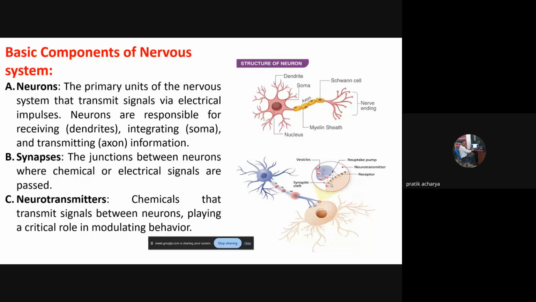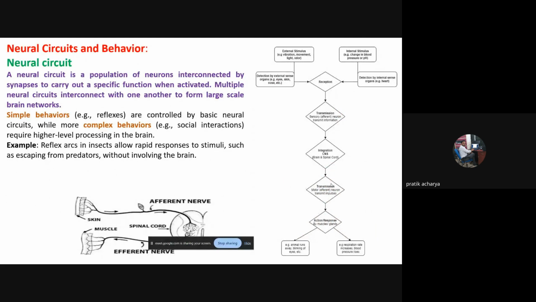Okay, and by communication, our nervous system gets an idea that one neuron is transferring a message to another neuron about any external stimuli, which is responsible for different kinds of behavior. So this is the pattern. This is the neural circuit. Neural circuit means the generalized neural circuit is presented at this part.